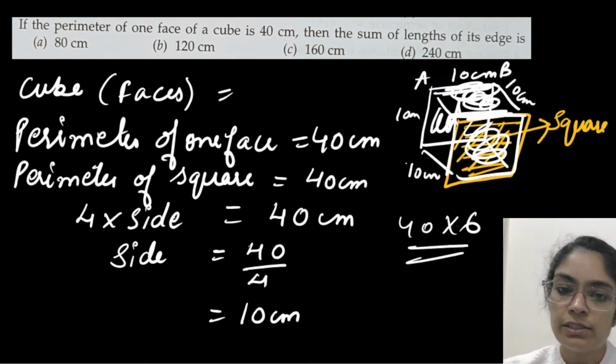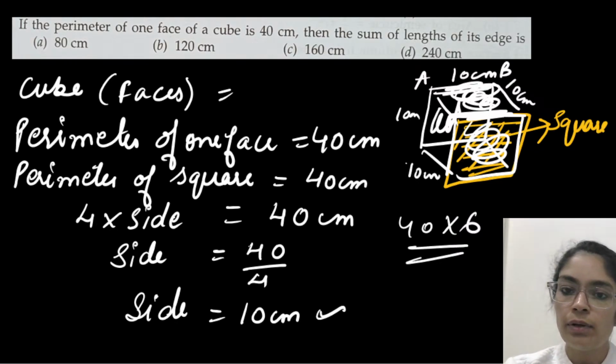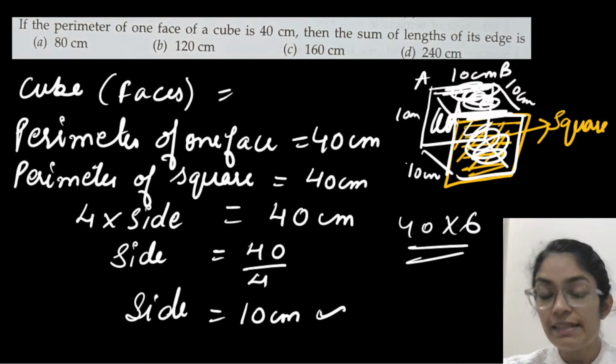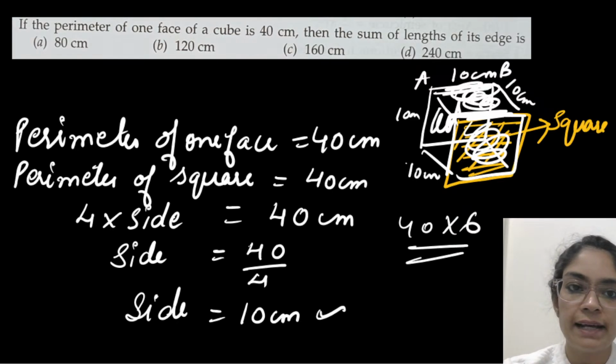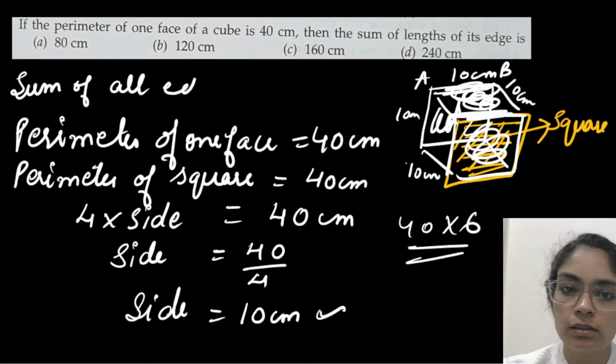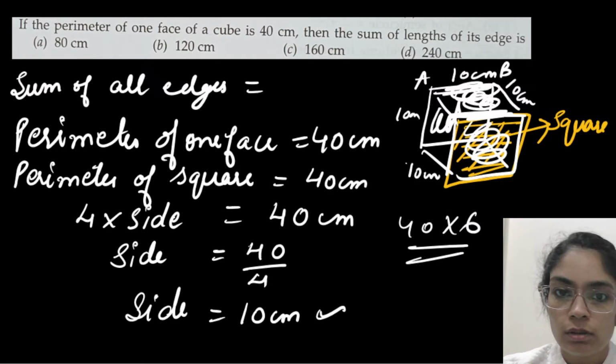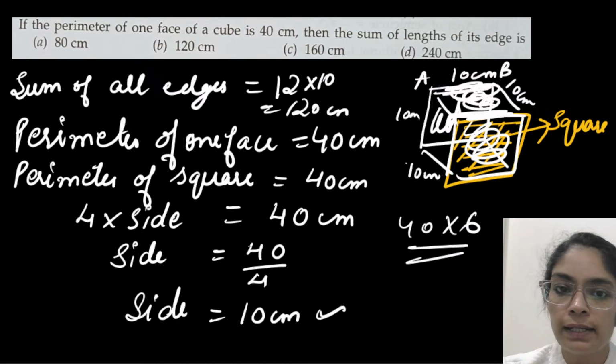So first of all, we have to find the edge length, that means the side of the cube. So the side of the cube is 10. Now it has 12 edges. So now when you add all the edges, you can directly do the sum of all edges. 12 edges of 10 each, so 12 into 10 equals 120 centimeter.